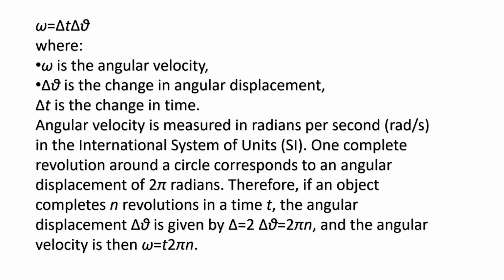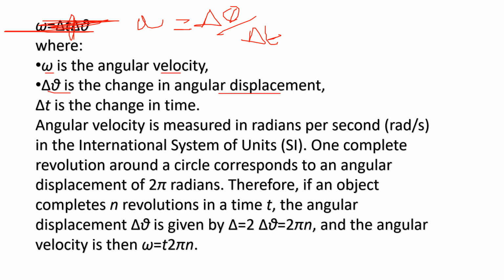So here, change in velocity per. Here should be per. I don't know why they haven't added the per. So omega is equal to change in displacement per unit change in time, where omega is the angular velocity, theta shows us the angular displacement, and change in time is change in time. Angular velocity is measured in radian per second.